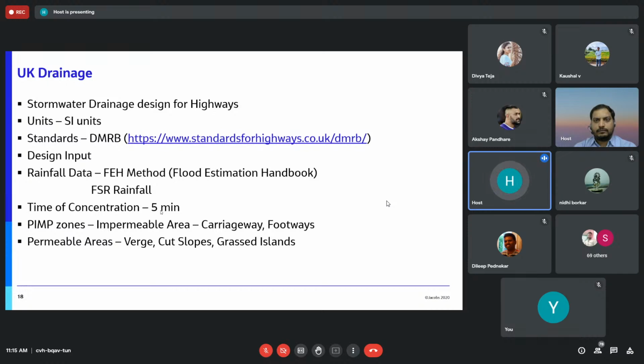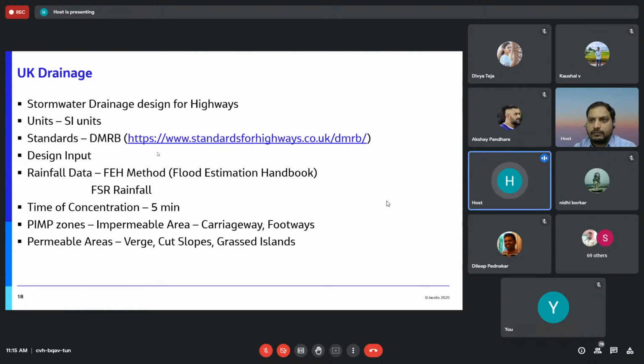Second is the time of concentration. Time of concentration is basically the time required for the water falling on the most distant point of the watershed to reach the outfall. We may take something like 5 minutes, for example, for the water to come right up to the outfall.